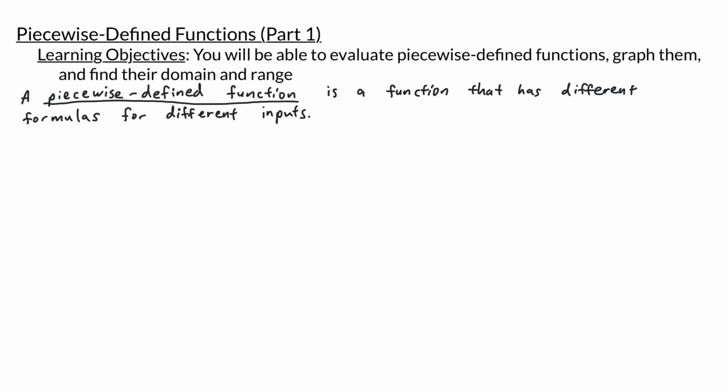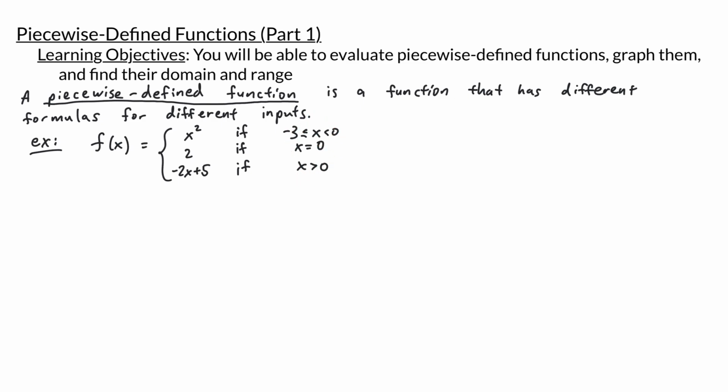Let's take a look at an example to get an idea of what they are. In this example, we have a function named f, and when we input x into our function, we have different formulas to compute the output depending on what our x value is. This function tells us that if our input x is between -3 and 0, then we would use x squared to compute the output. If our input x is equal to 0, then our output is 2. And if our input x is greater than 0, then we would use the formula -2x plus 5 to compute the output.